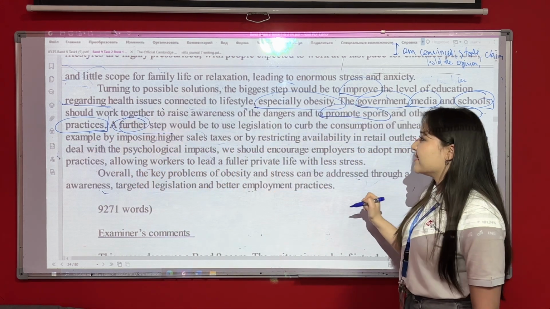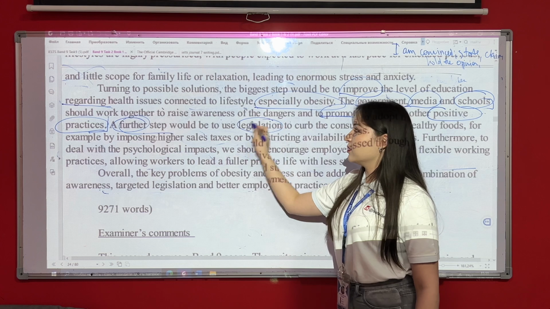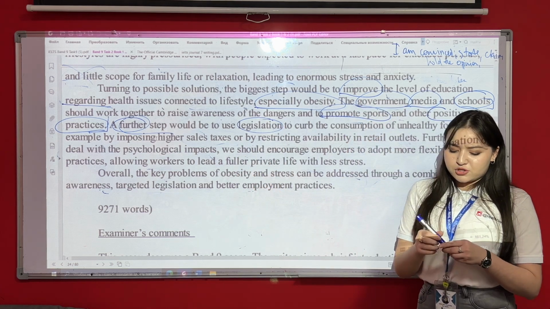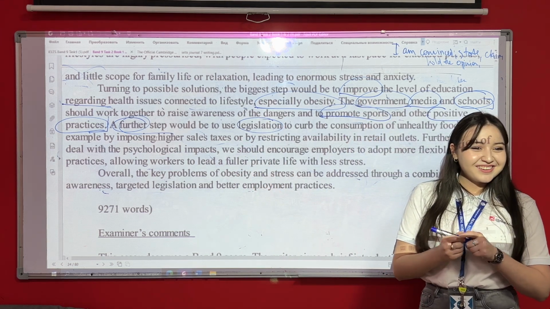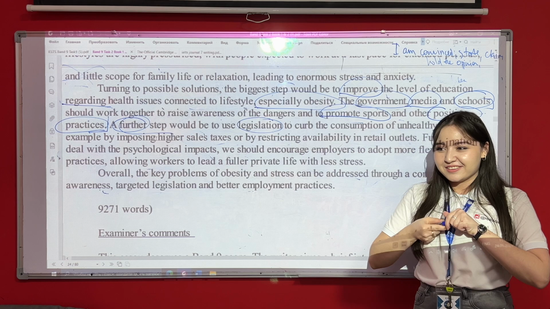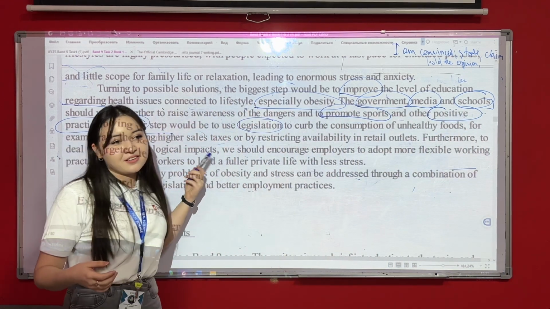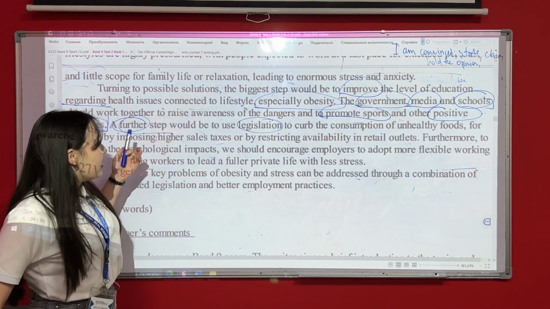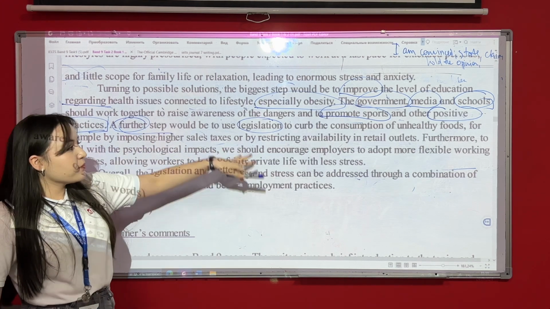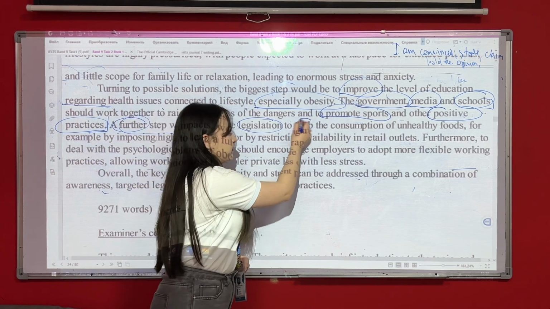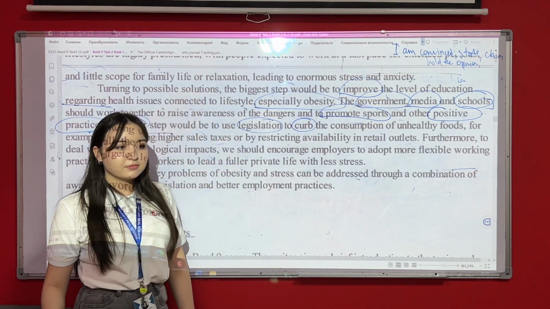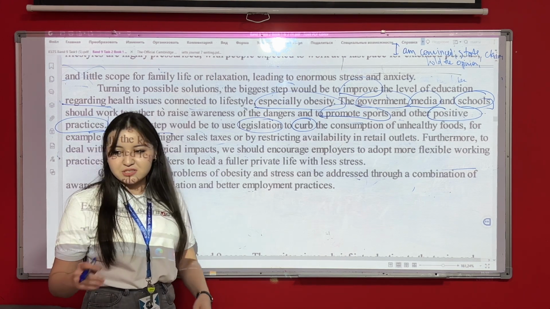And then we have the further step, which would be to use legislation. What does legislation mean? Make something legal. About the law, right? Legislation. They should impose a law to curb the consumption. What does curb mean? To reduce or stop.